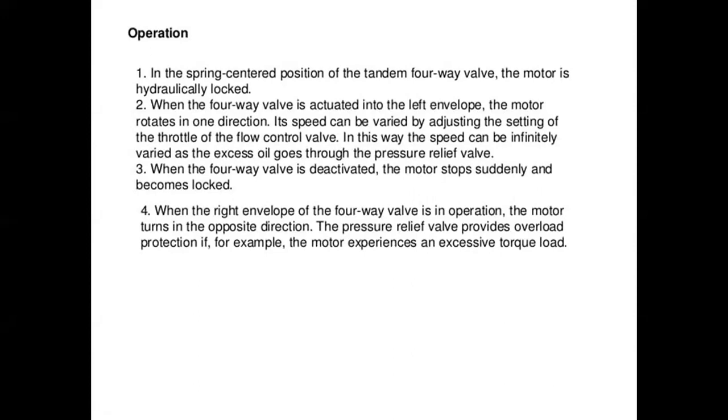When the four-way valve is actuated into the left envelope, the motor rotates in one direction. Its speed can be varied by adjusting the setting of the throttle of the flow control valve. In this way, the speed can be infinitely varied as the excess oil goes through the pressure relief valve. When the four-way valve is deactivated, the motor stops suddenly and becomes locked. When the right envelope of the four-way valve is in operation, the motor turns in the opposite direction. The pressure relief valve provides overload protection if, for example, the motor experiences an excessive torque load.